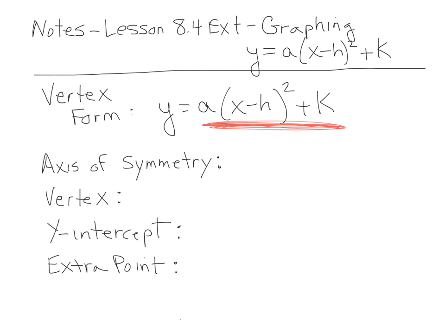The axis of symmetry is always going to be x equals h. The vertex is going to be h comma k. The y-intercept, still same, you plug 0 in to find the y value, and you put an ordered pair, 0 comma y. And then the extra point is always going to be across from the y-intercept.